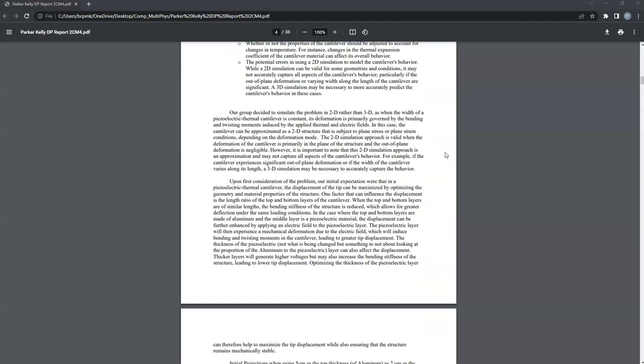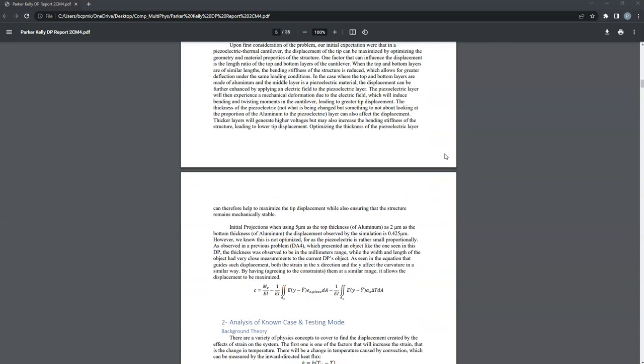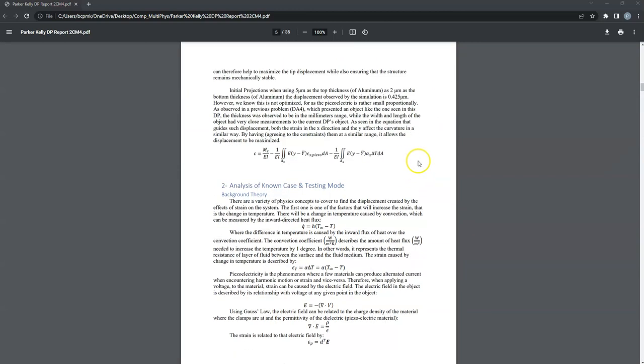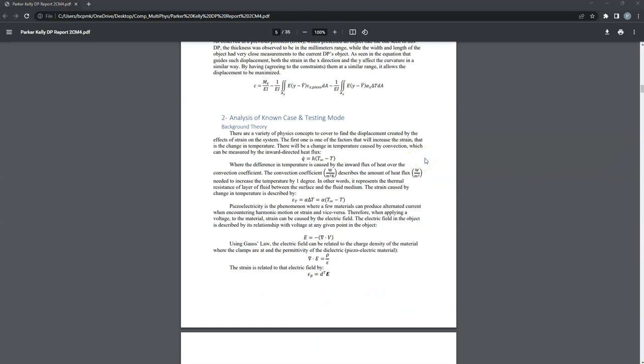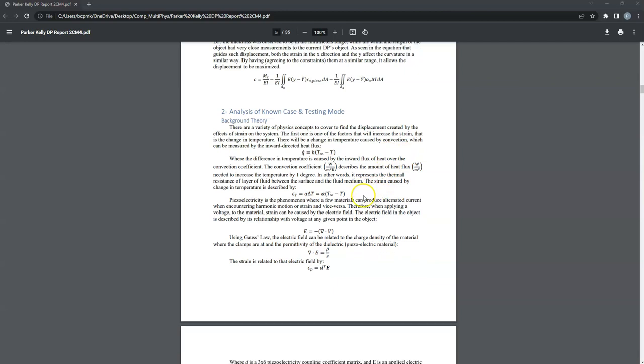We decided to simulate in 2D, and we ran an additional projection, which we got to be 0.425 micrometers of displacement. Looking at analysis, our first two equations here are for our heat equations, with the first one being heat flux and the second one being heat flux with convection included.